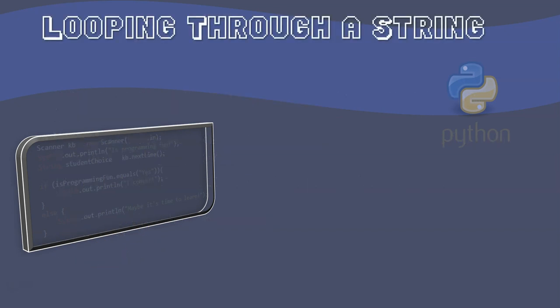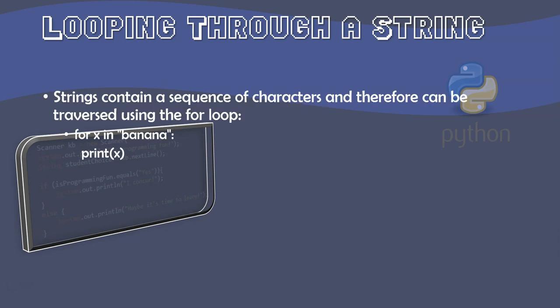Now we want to look at some examples. Let's say we want to loop through a string. This is a great way for us to pull out individual characters within that string. So for example, since we know strings contain a sequence of characters and therefore can be traversed using that for loop, we can do something like for x in banana, and we can simply just print out x. We can do this to do other things. For example, maybe we want to keep track of the number of vowels in a word. We could do something like that.